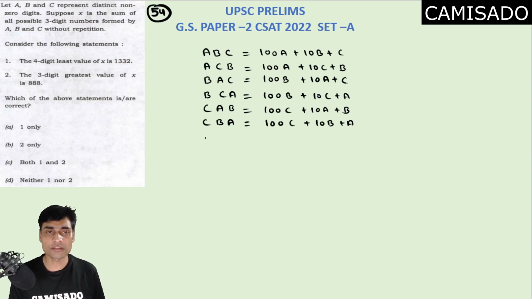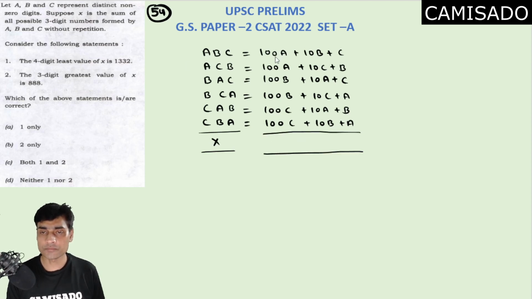Now X is the sum of all these digits, basically it is the sum of all this. So now on this side when we add, what we will get is, see, 100A plus 100A, 200A, then 10A, 10A, 20A and 2A. So overall we will get 222A, similarly 222B and 222C. So finally I can write here 222, and in brackets I can write A plus B plus C.